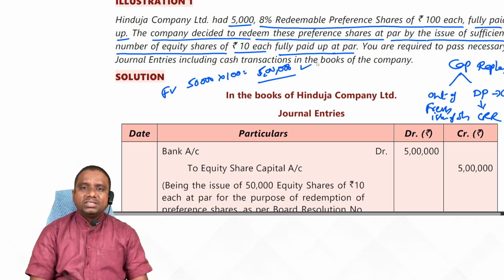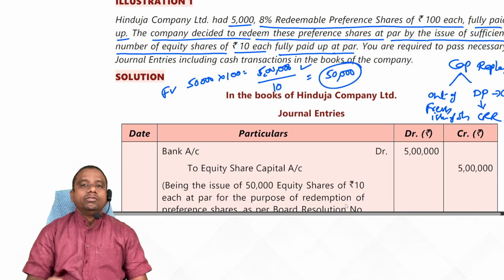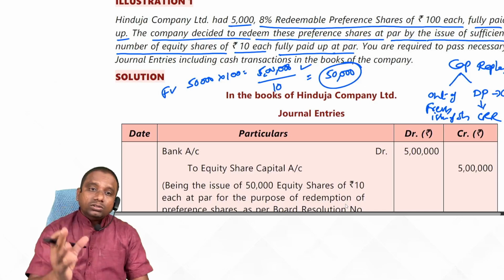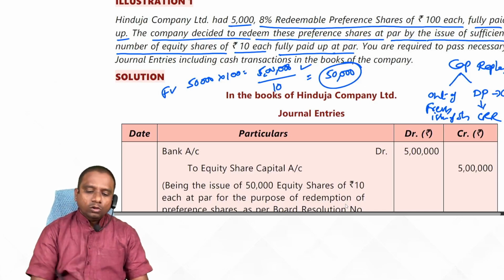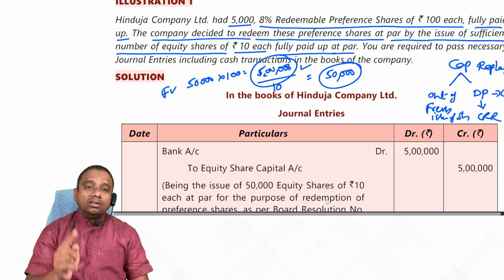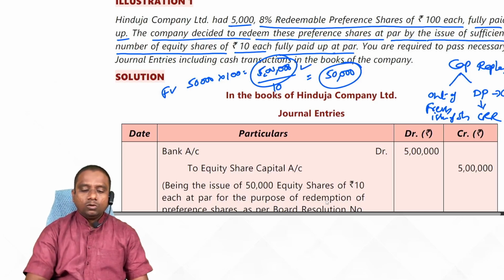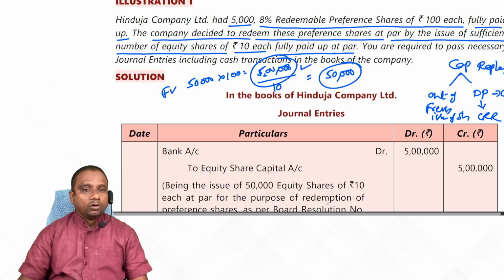So 5 lakh rupees divided by face value 10. How many equity shares do we have to issue? 50,000 equity shares we have to issue. By issuing 50,000 equity shares, we are able to replace the capital. Replacement of capital is always at face value, students. This is how you have to calculate replacement of capital.